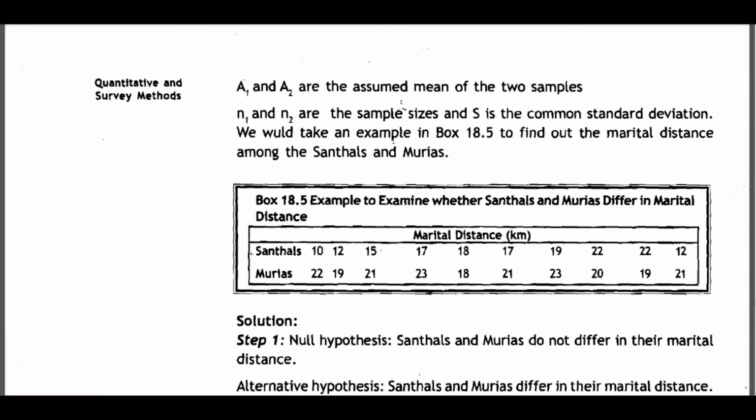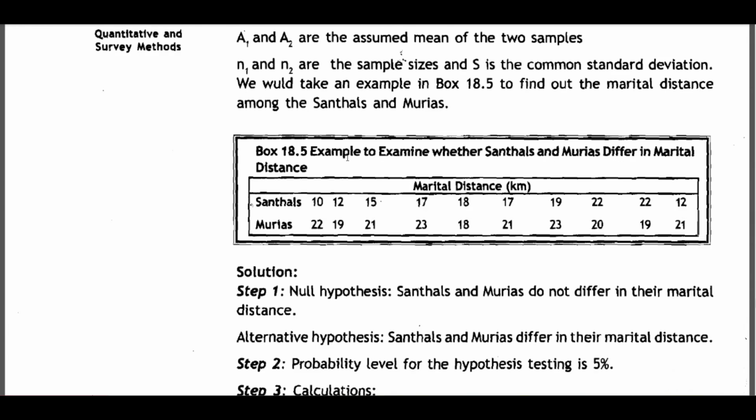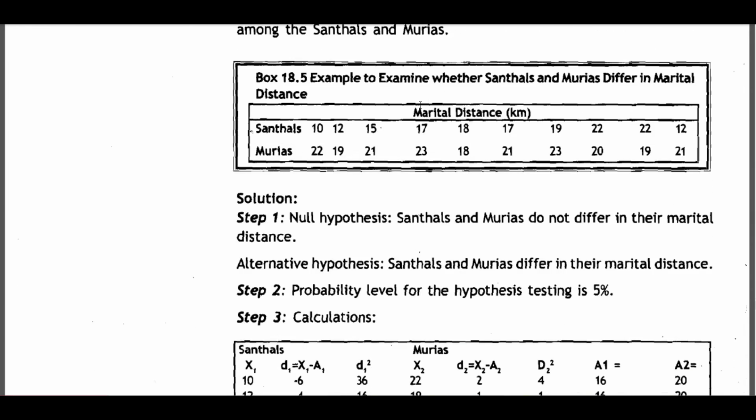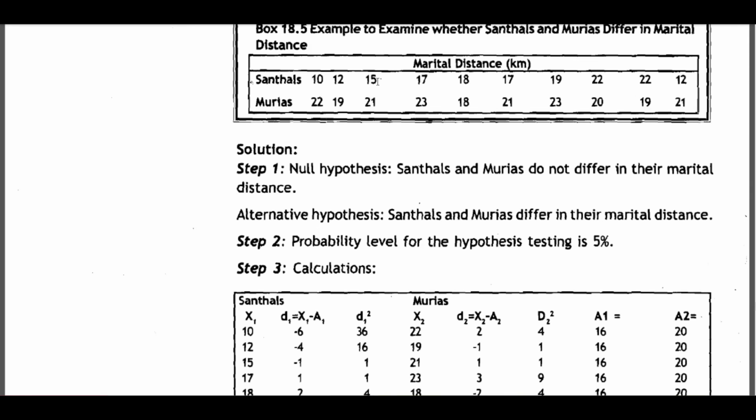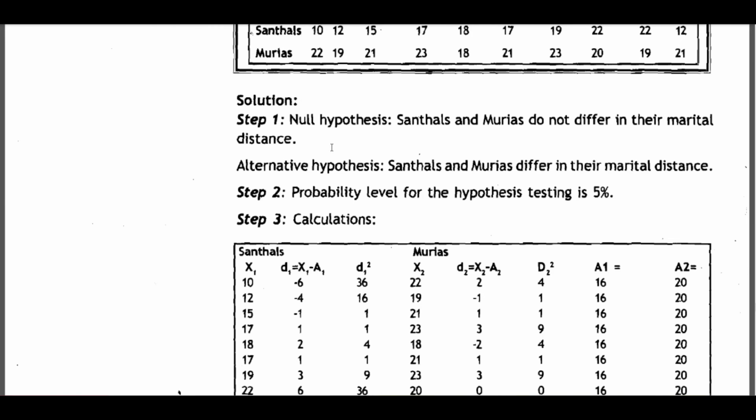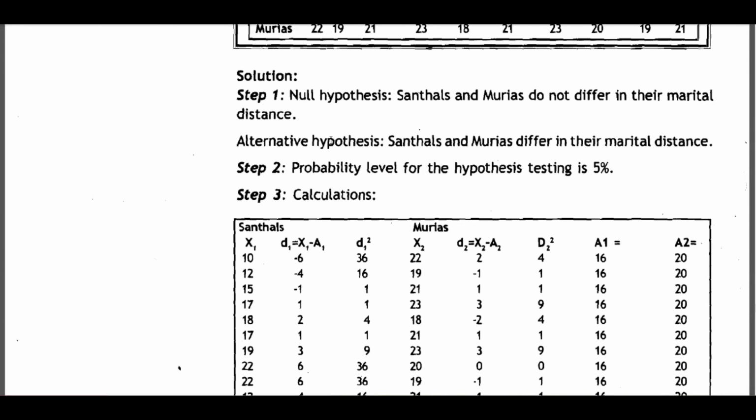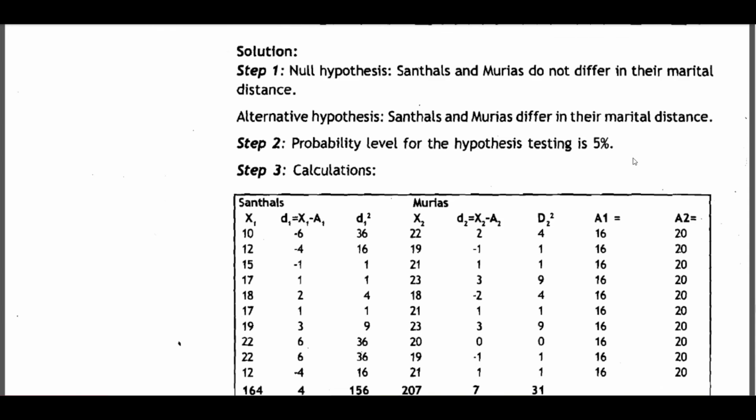We will take an example in Box 18.5 to find out the marital distance among the Santals and Murias. The example is to examine whether the Santals and Murias differ in marital distance. Here the different values are given. The solution: the null hypothesis is that the Santals and Murias do not differ in their marital distance. The alternative hypothesis is that the Santals and Murias differ in their marital distance.